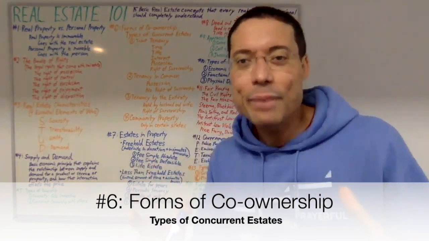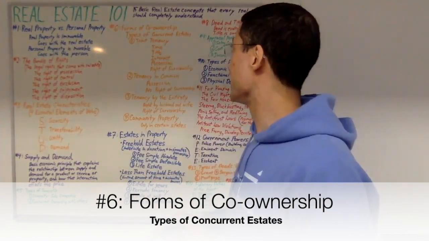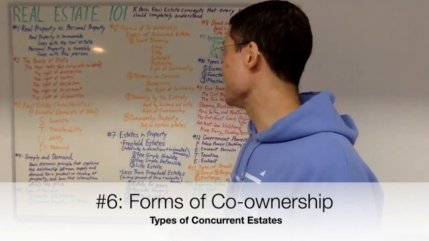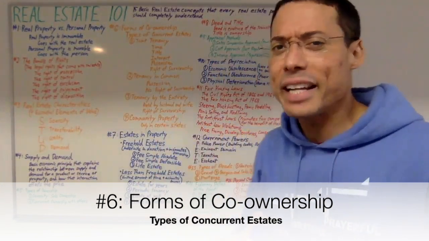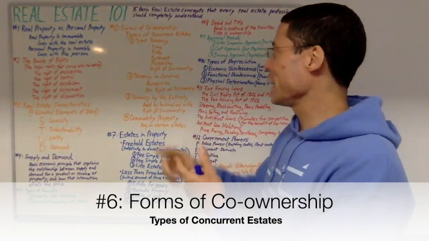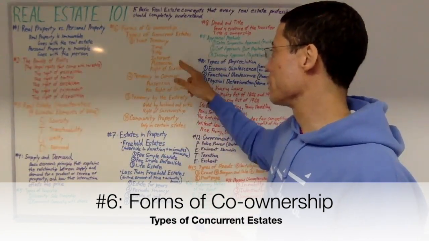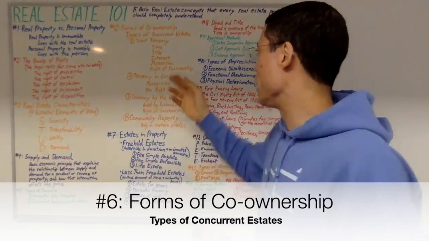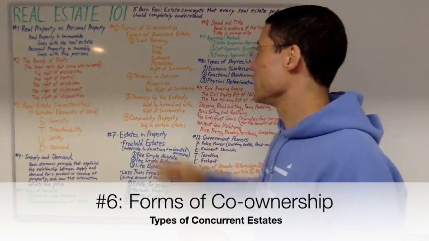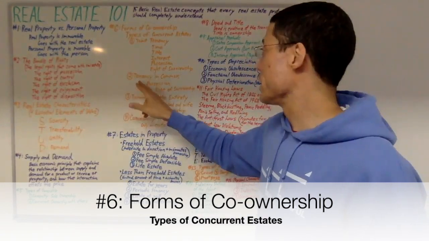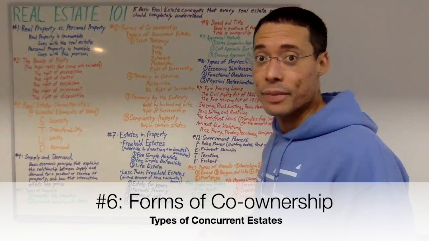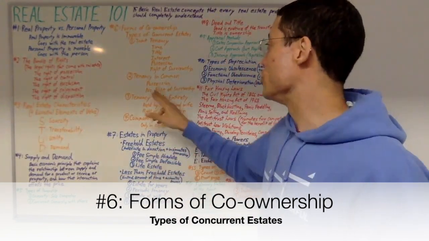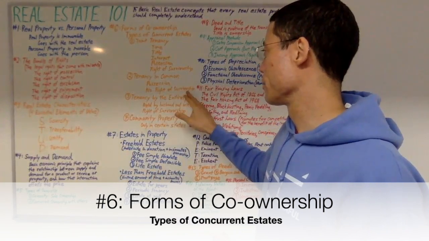What are the types of concurrent estates? Well, joint tenancy, right? In joint tenancy, you have to have time, title, interest, and possession, and with joint tenancy comes the right of survivorship. Now, that's different than tenancy in common, right? With tenancy in common, you have possession and there's no right of survivorship.